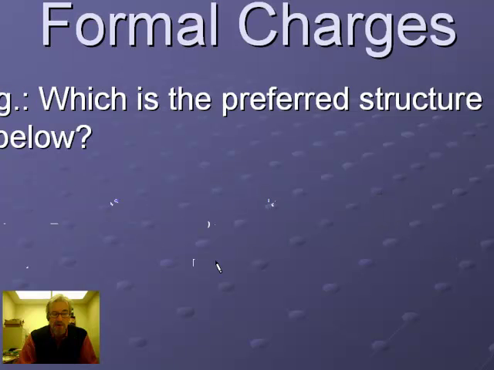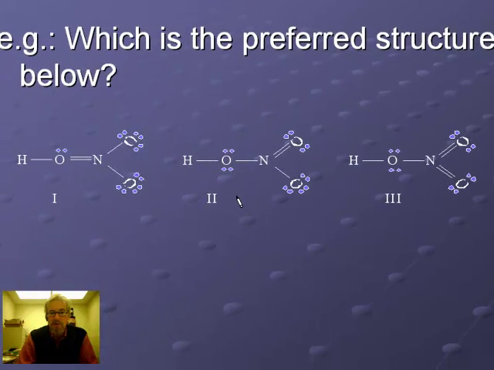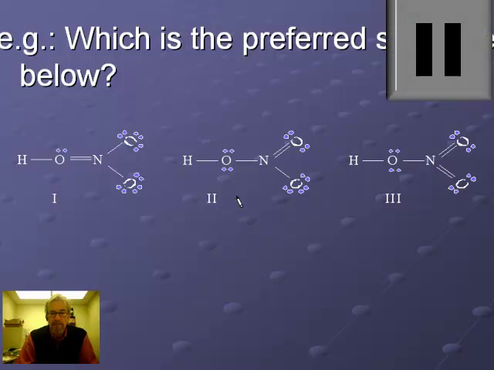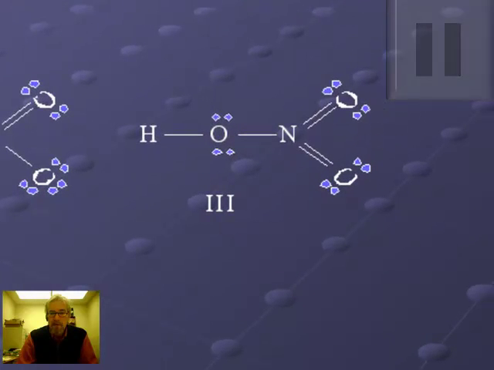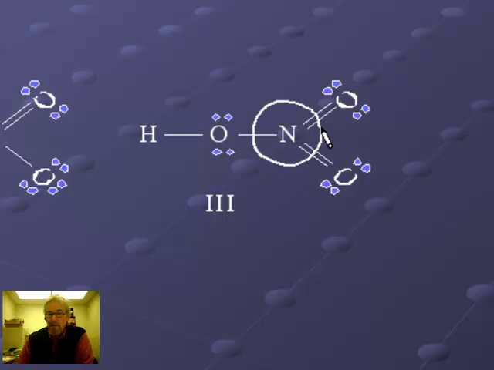Let's take a look at these 3 Lewis structures for HNO3, nitric acid. Which one is the preferred structure of these 3? Take a look at it for a bit, and I'll give you an answer in a minute. Well, right off the bat, we know that structure number 3 is out of the question because the nitrogen here has an expanded octet. Nitrogen's in period 2, and they can't do that. So that's not even a legal structure.